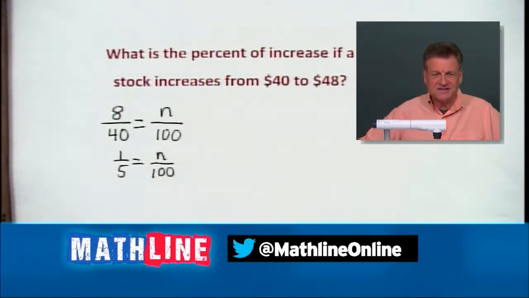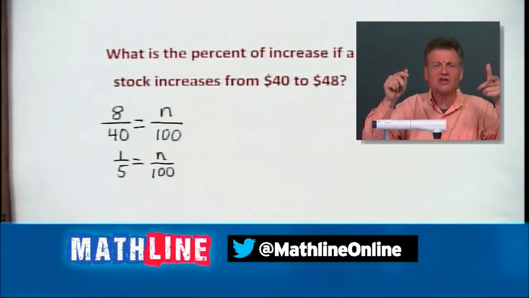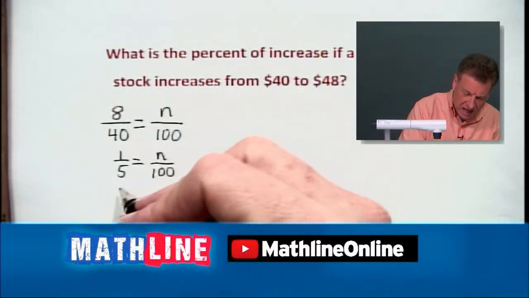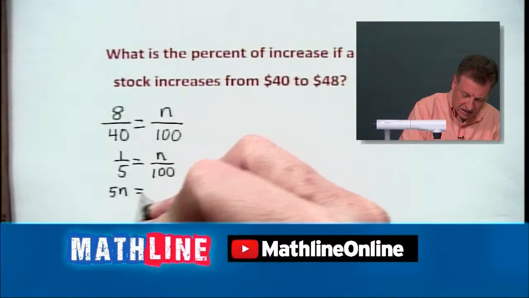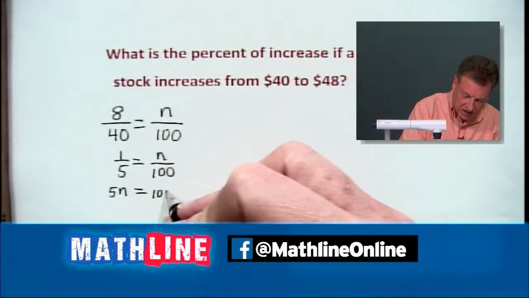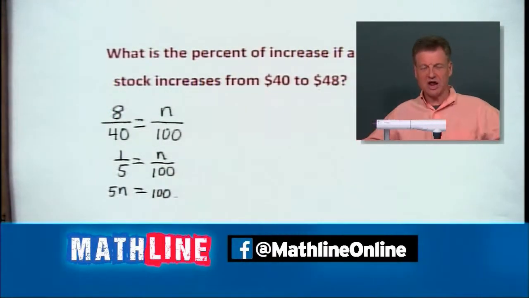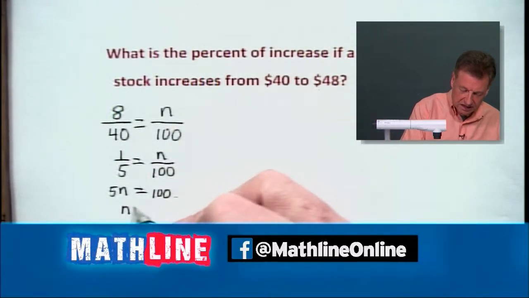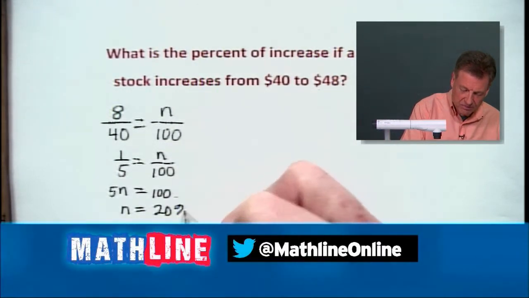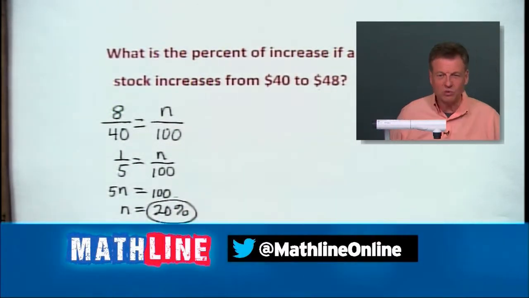In this case, oh my goodness, is this not easy mental math? Everybody nod your head. Yes, it is. Cross multiply. We got 5n equaling 100. Divide 5 into 100. We can all do that. n equals 20. And remember that, my friends, is the percent that we're looking for.